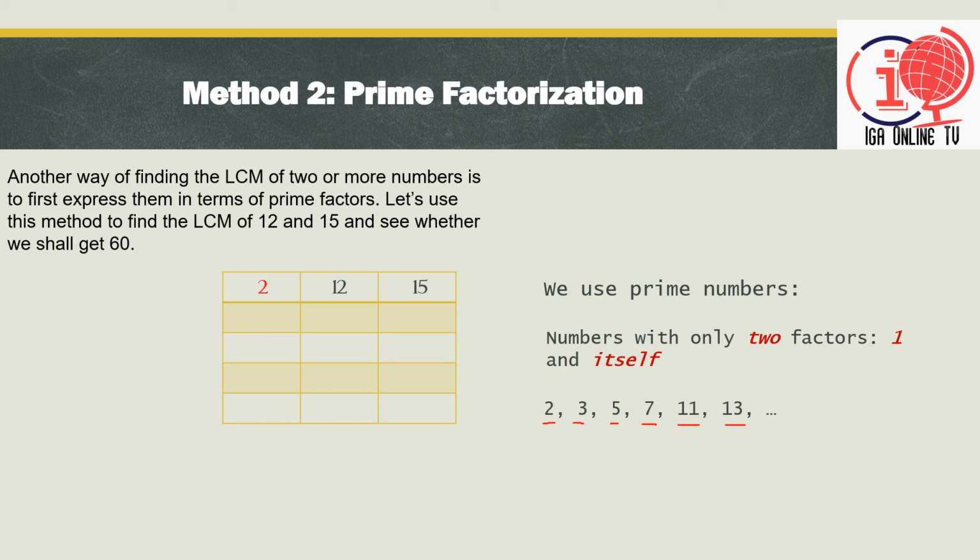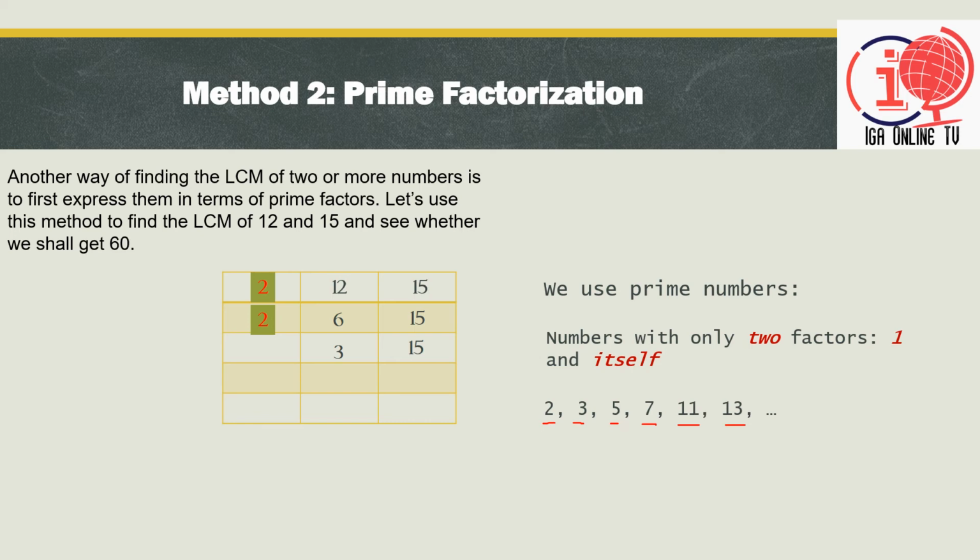Let's start with 2. 12 divided by 2 is 6. But 15 divided by 2 does not give an exact answer, we have decimals. That is why we bring down 15 without dividing it. And then we put 2 again. 6 divided by 2 is 3, and 15 divided by 2 gives no exact answer, so we bring it down. We are not going to continue using 2 because 3 divided by 2 and 15 divided by 2 are not exact divisions. That is why we move on.